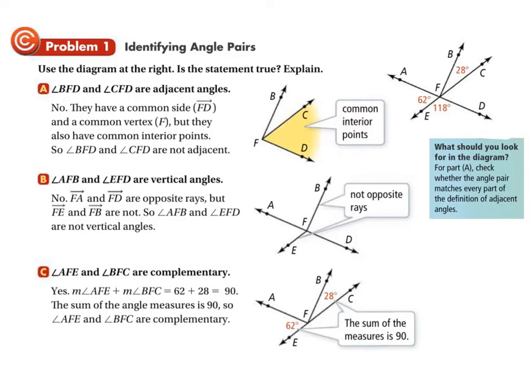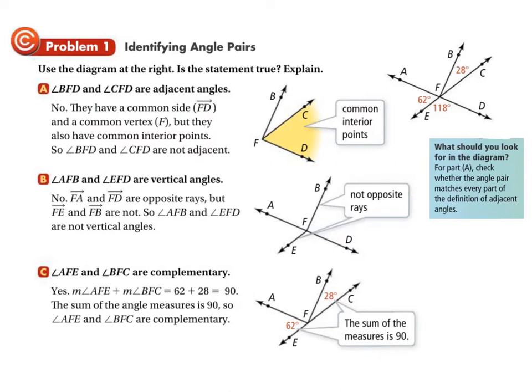Let's start by saying what does hold true. They do have a common side FD, and a common vertex at F right here. They share FD, and they have this common vertex at F. The problem is they have common interior points. If you looked at BFD and CFD, they overlap here in this yellow region. Okay, they can't overlap. They're not sharing a side with no overlap at the same vertex. So no, not adjacent.